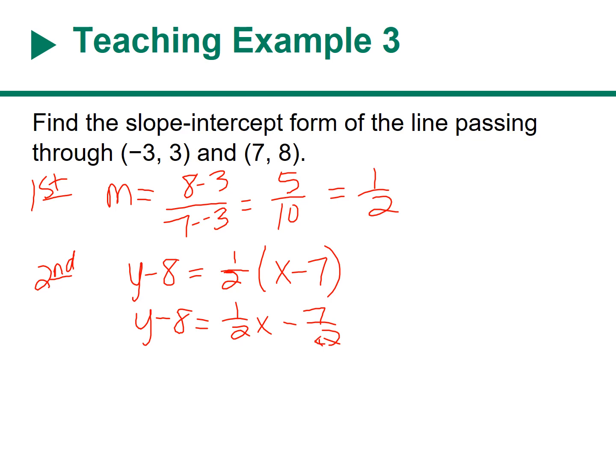Okay? Then we have to add our 8. Key thing to add the 8, they have to have what? The same denominator. So if I convert 8 over 1 to a denominator of 2, what does that turn into? 16 over 2. So you have plus 16 over 2. So you should end up with y equals 1/2 x.